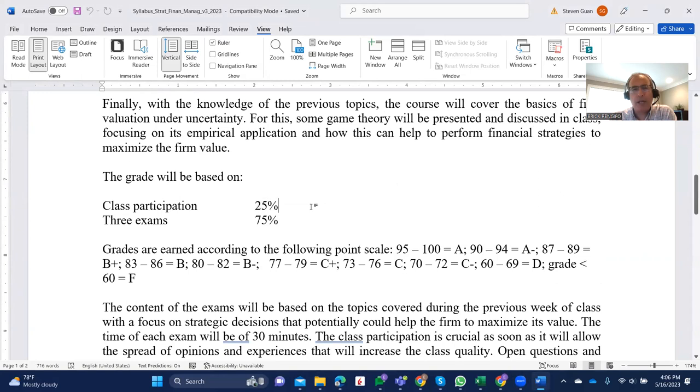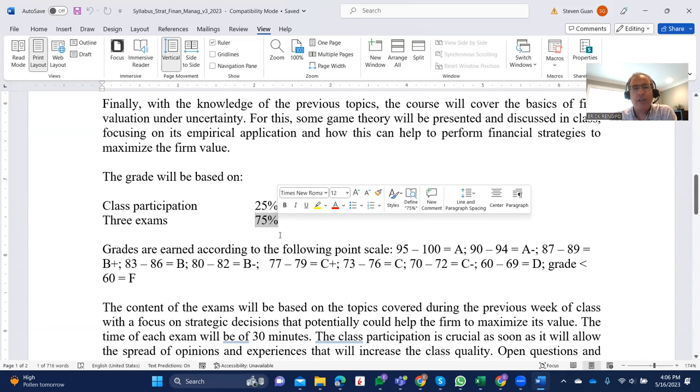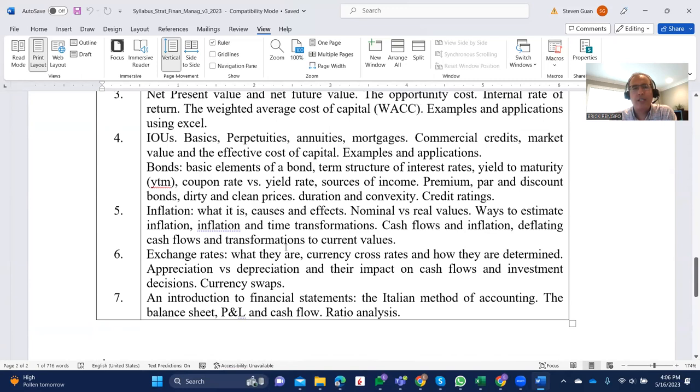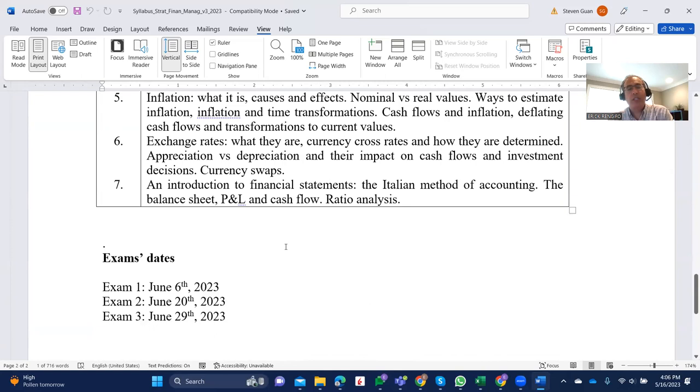We have three exams. I gave you the dates already. So please study, and this is 75% of the grade. So we have 100% of the grade, and the course outline is presented in this table. I will not go into the details, but these are the exam dates, guys. June 6th is going to be the first exam, the 20th and the 29th. Got it? Any questions, guys?